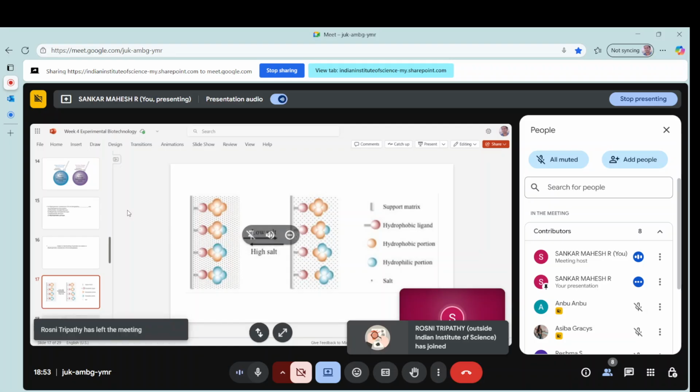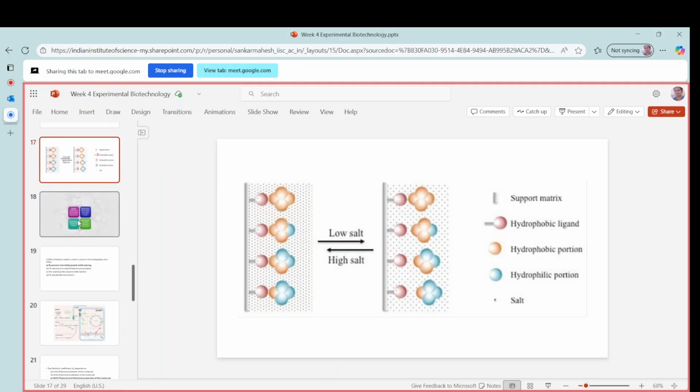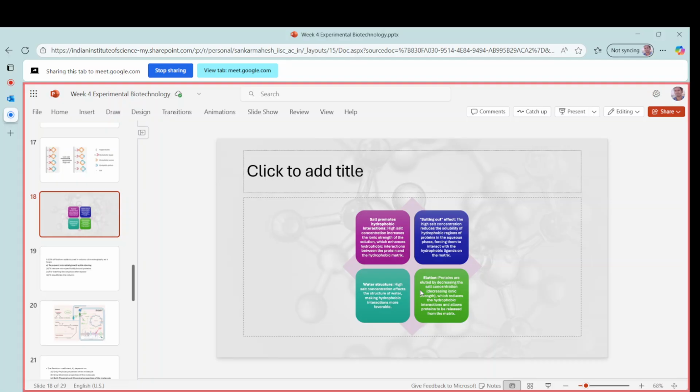So these are the principles for hydrophobic interaction chromatography. Like I mentioned, salt promotes hydrophobic interactions. In high salt concentrations, hydrophobic interactions between the protein and the hydrophobic matrix are enhanced. They also talk about an effect called salting out, which we'll come to in a few minutes.